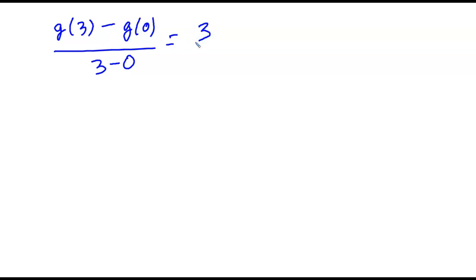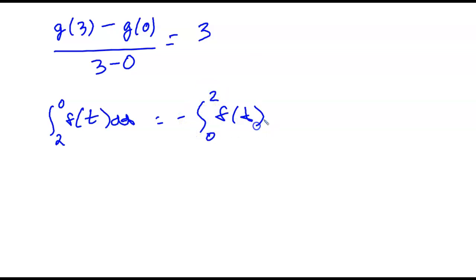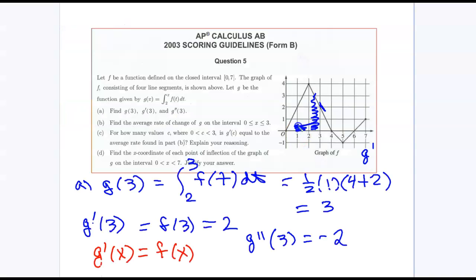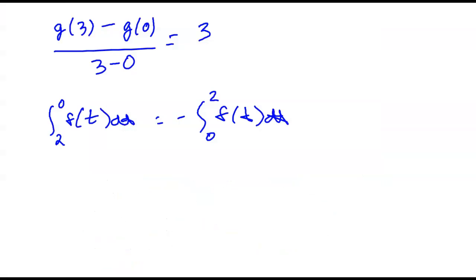To find g of 0, that would be the integral from 2 to 0 of f of t dt, which would be equal to the negative of the integral from 0 to 2 of f of t dt. So from 0 to 2, I have a triangle, and it's 1/2, the base is 2, and the height is 4. So it's going to be the negative of 1/2 times 2 times 4. So that ends up being -4.